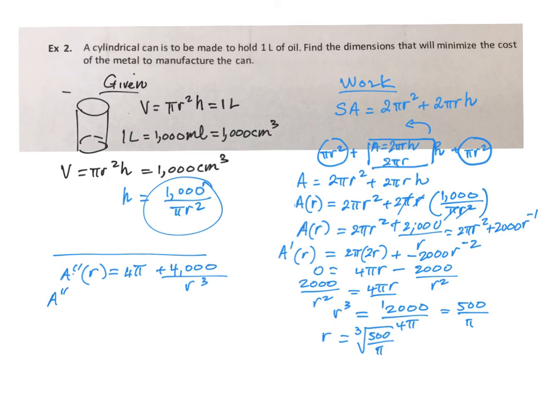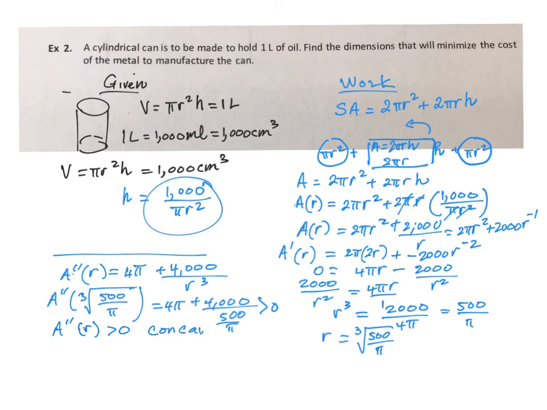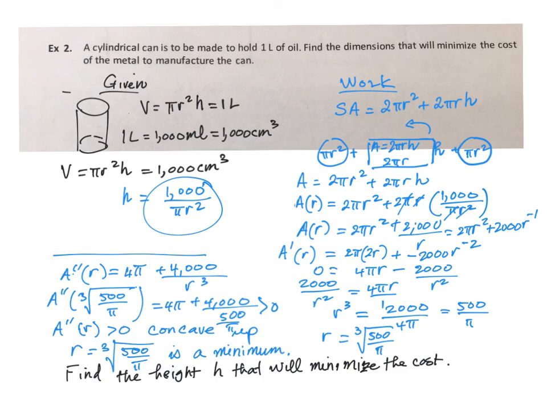Now we substitute the critical point into A double prime, and we get A double prime of the cube root of 500 over pi equals 4 pi plus 4,000 over 500 over pi, which is greater than 0. Since A double prime at the critical point is greater than 0, we know that the function is concave up. So r equals the cube root of 500 over pi is a minimum. Now I would like you to find the height, h, that will minimize the cost. Good luck on your homework, and I will see you in the next video.